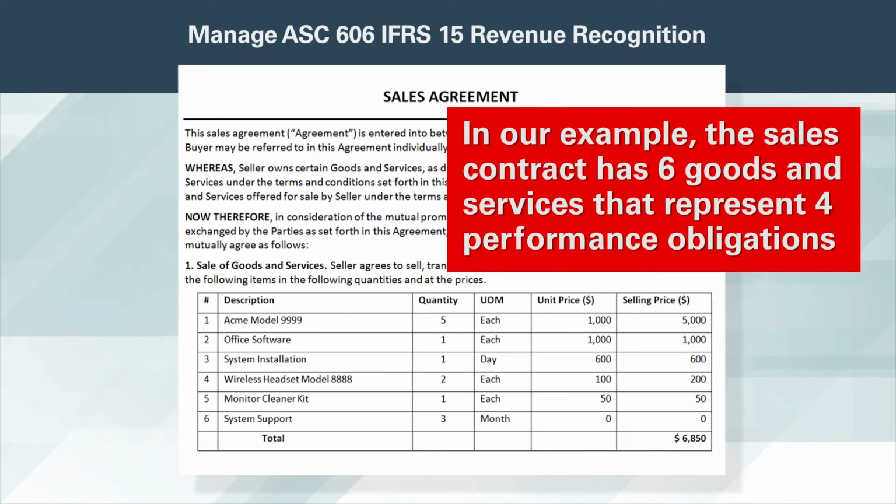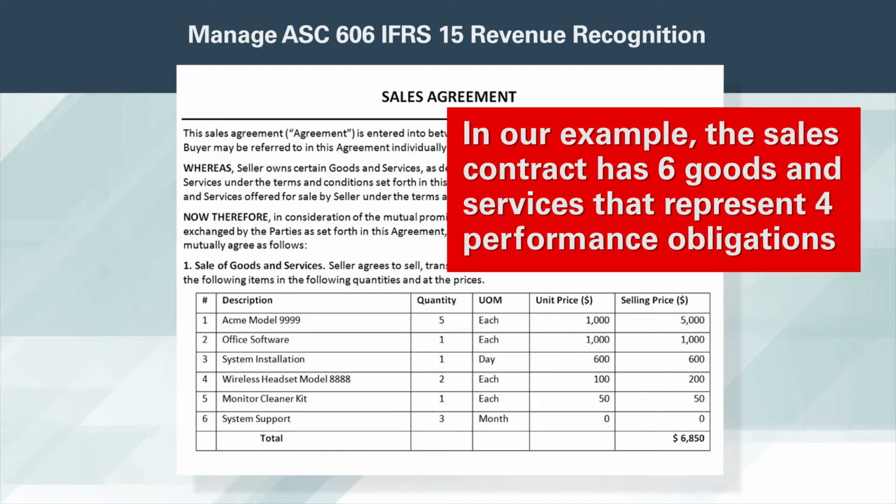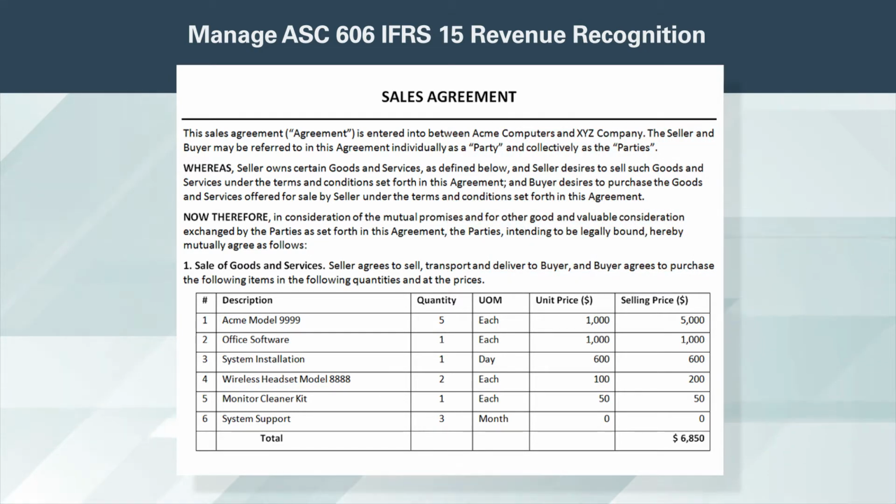In our example, the sales contract has 6 goods and services that represent 4 performance obligations. The client's technical accountants have determined that the first 3 goods and services are 1 performance obligation because the software and installation are necessary for the computers to work. The headsets and cleaner kit are separate performance obligations because they can be used independently.